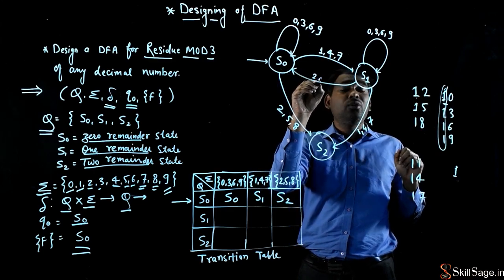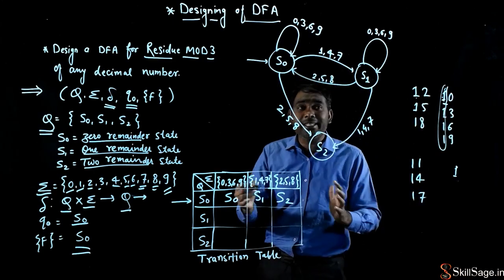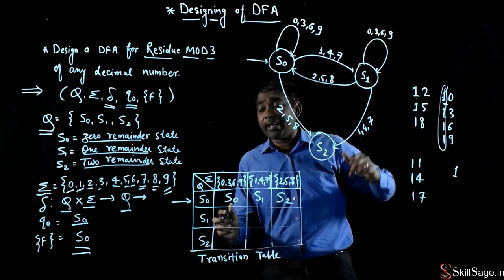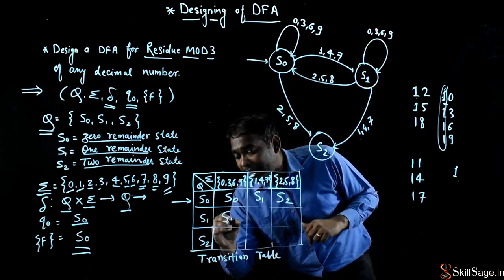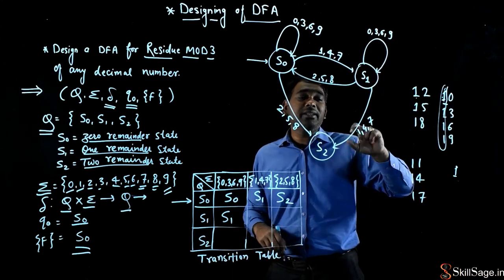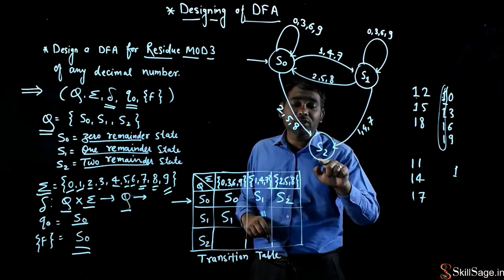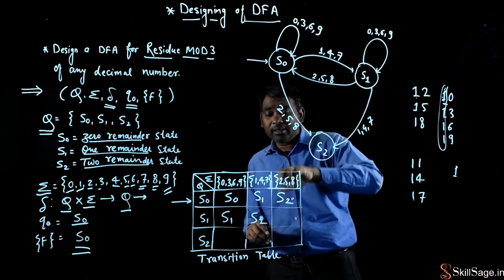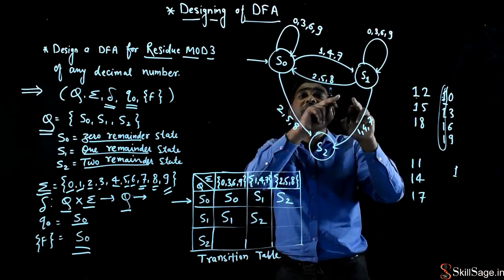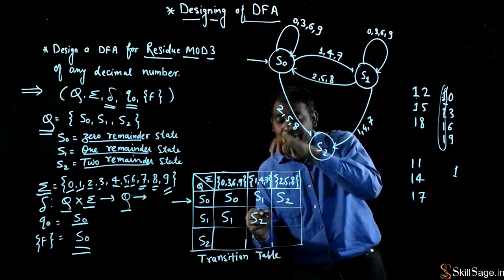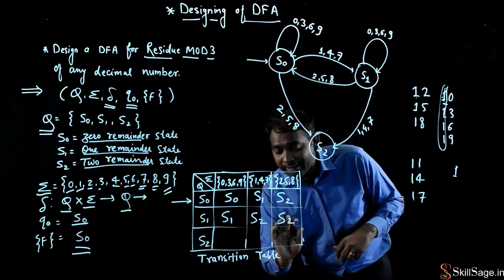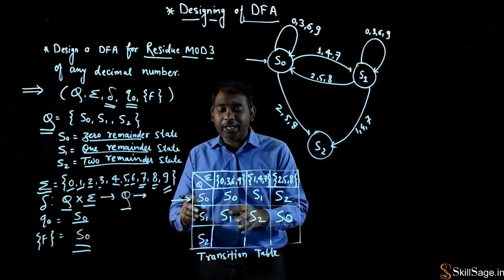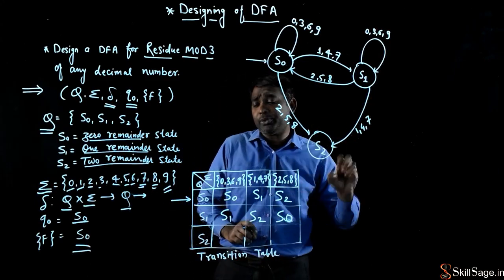So this is what? 2, 5 and 8. So I'll put all those entries here. What it says is that my current state is S1. On 0, 3, 6 and 9, where does it go? It goes to S1 itself. So my next state is S1. From this state, on 1, 4, 7, where does it go? My next state is S2. And from this state S1, the next set of input is what? 2, 5 and 8. On 2, 5 and 8 it goes to where? It goes to S0. So next state is S0 here. So we found out the transition for S1 on every input symbol, right?